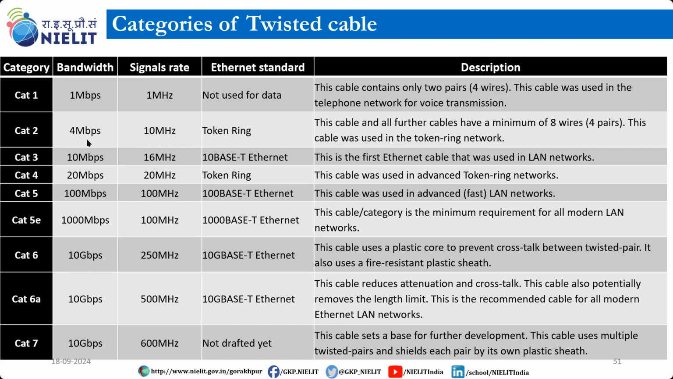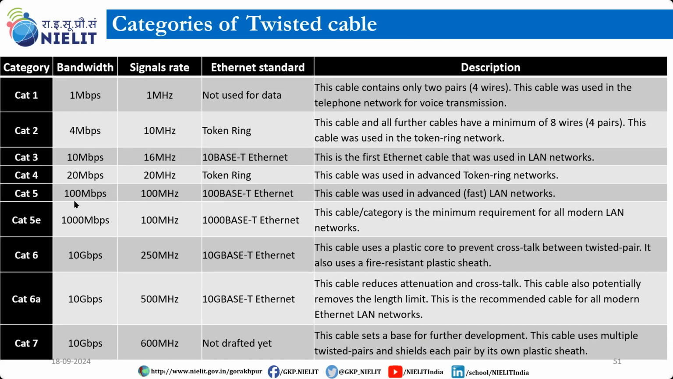Cat2 is 4 Mbps, 10 MHz signal rate, token ring. It was used for token ring. Similarly, Cat3, 10 Mbps, 16 MHz, 10BaseT Ethernet. 10 means 10 Mbps, Base means baseband signal, and T means twisted cable. T stands for twisted cable. Similarly, Cat4, 20 Mbps, token ring.